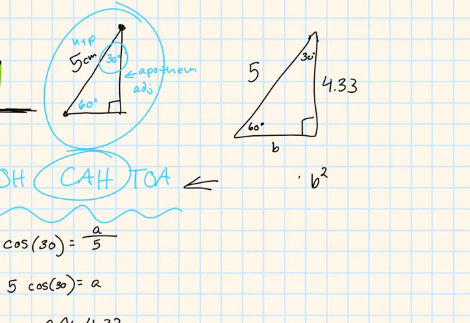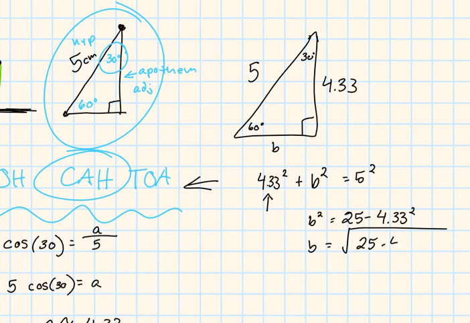So b squared plus 4.33 squared equals 5 squared. Now I do want to bring to your attention what I say in class. I've already rounded this value here, so my b might be slightly off because I'm using another rounded value. So I get b squared equals 25 minus 4.33 squared, and then I take the square root of that, so b equals the square root of 25 minus 4.33 squared, and that's going to approximately equal 2.50.